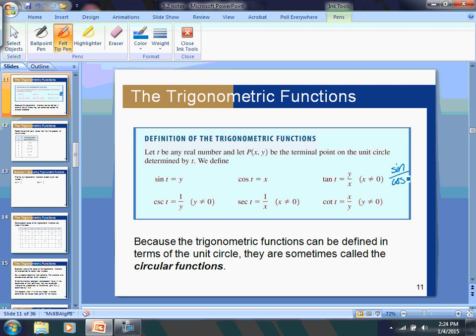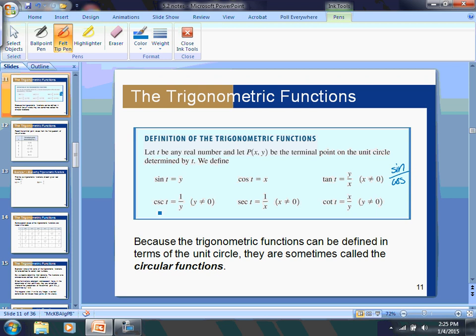Okay, so before, when we were talking about tangent, we referred to it as opposite over adjacent. That's if you're dealing with just a specific triangle. Okay, but now we need to remember that tangent can also be sine over cosine.